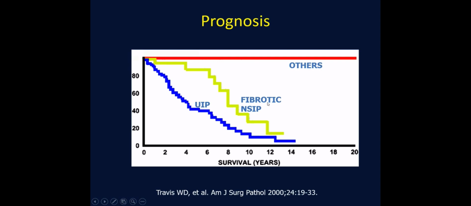Fibrotic NSIP has a somewhat better prognosis than UIP, but still not great in the long term. But the other interstitial pneumonias have a much better prognosis.